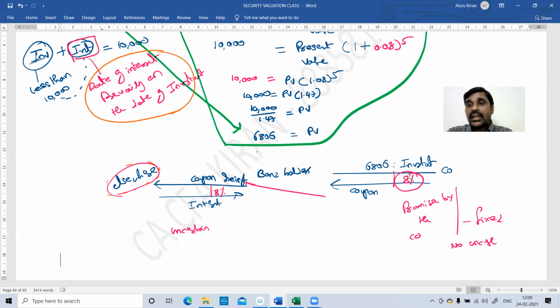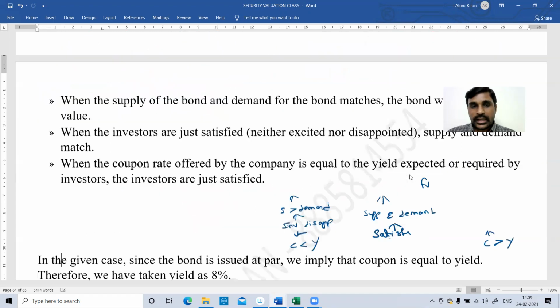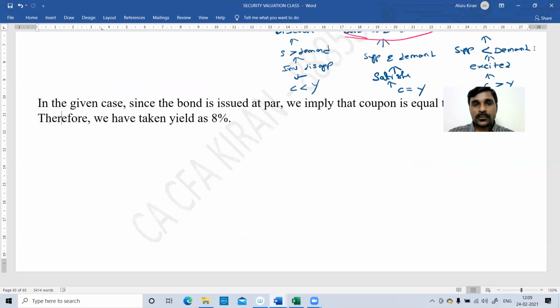So coupon is certain, yield is uncertain. The coupon offered by the company is certain. That coupon amount we are reinvesting, and on that reinvestment we will get the yield. That yield is uncertain. Yield will change. Coupon will not change. Did you get the moral of the story? Coupon is offered by the company to the bondholder. Yield is what the bondholder will get if he reinvests the coupon. That is the important point to understand.